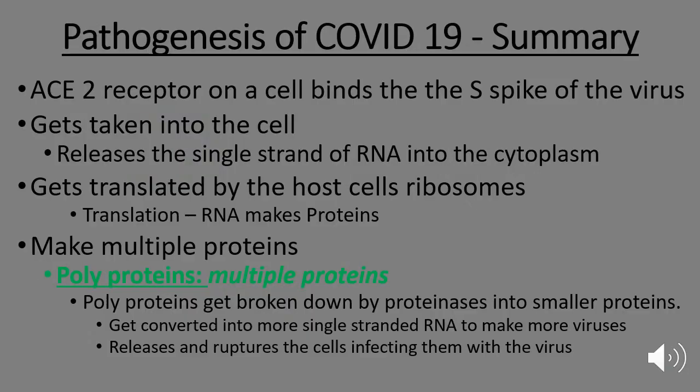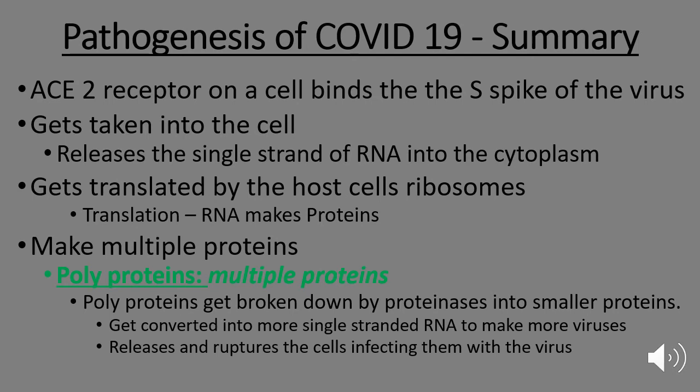Okay, so to recap that video, the pathogenesis of COVID-19, here's a summary I put together for you guys. The ACE2 receptor on a cell binds to the S spike of the virus. That S spike gets taken into the cell. This released the single strand of RNA into the cytoplasm. From there, that RNA gets translated by the host cell's ribosomes. Remember, translation that we talked about with protein synthesis? That's where RNA makes those proteins. So going back to what we've already learned with biology, translation is where RNA makes those proteins, and that is how it gets replicated and those enzymes get pushed out with this virus.